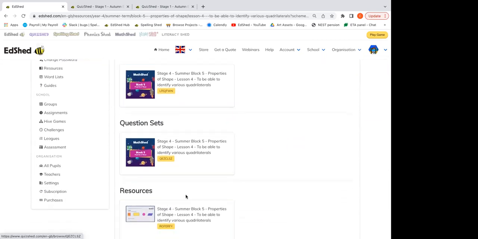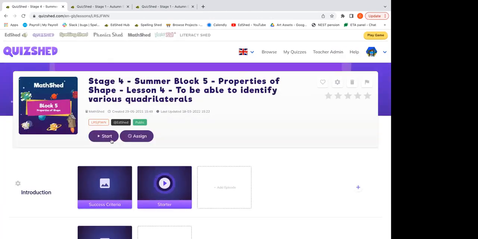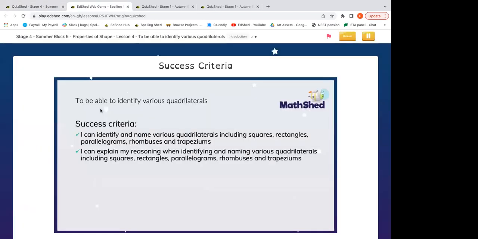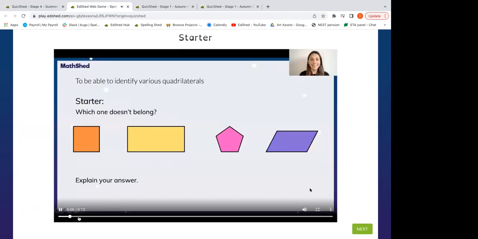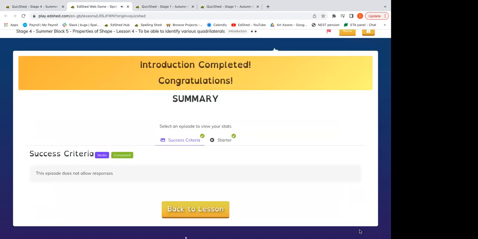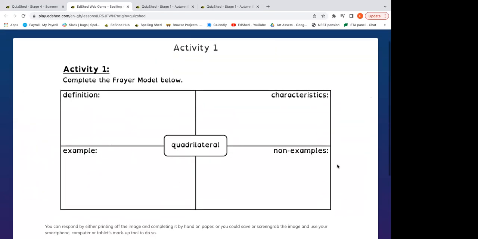Now I will just go through the lesson here. And you can see in this one how we use the Frayer model that Alex mentioned previously. So again, we've got our success criteria, the starter video. Hello, and today we're going to learn how to identify various quadrilaterals. And then our activity 1 is the Frayer model.